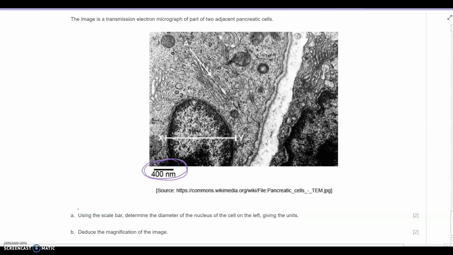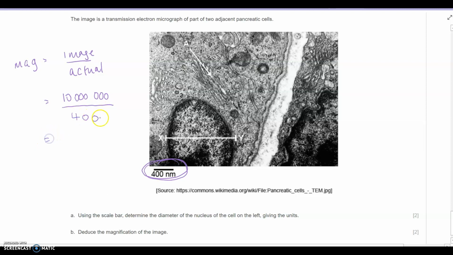To deduce the magnification of the image, magnification is image over actual. We know that our actual size here is 400 nanometers, so our image size has got to be in nanometers. I'm going to say that it was 10 millimeters. 10 millimeters would be 10,000 micrometers, and then we multiply that by 1,000 again to turn it into nanometers, and then we divide that by 400.